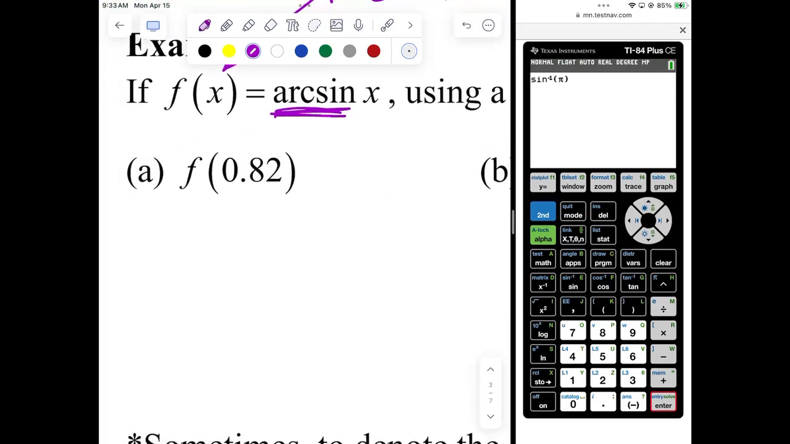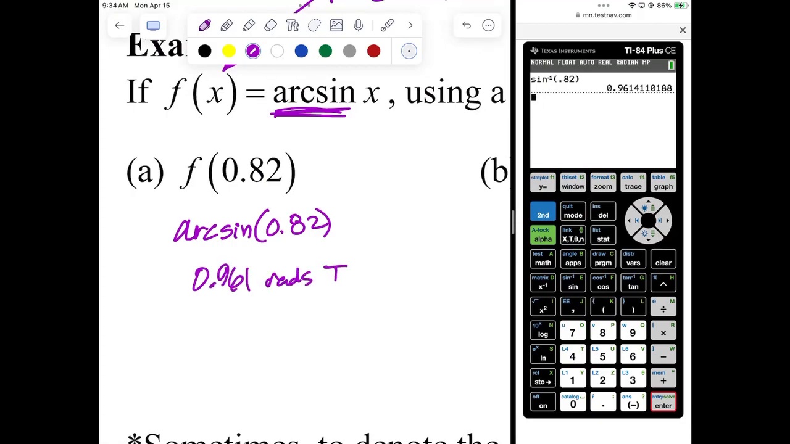Okay, so now I got to be in radians. So what do I do in my calculator first? I go to mode, come down to radians, and I switch back. And now, how do I type in f of 0.82? Even though it's arc sine, I hit second sine of 0.82. What quadrant is it going to be in if it's a positive ratio? Quadrant 1. I get 0.961 rads, which is quadrant 1.